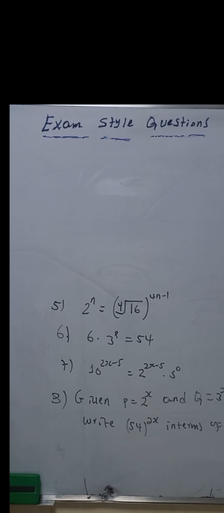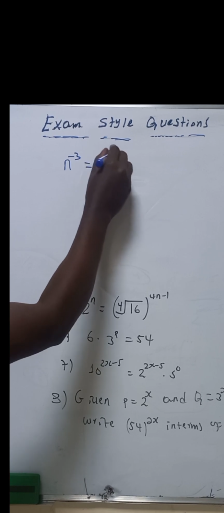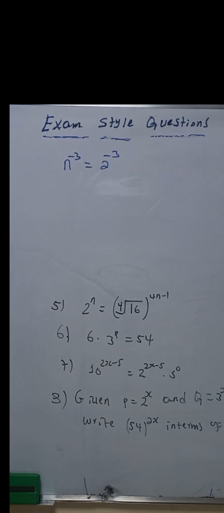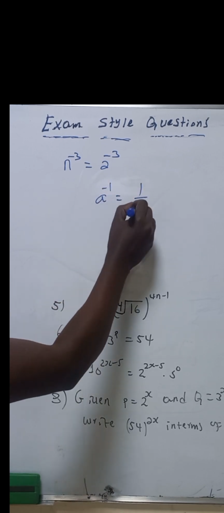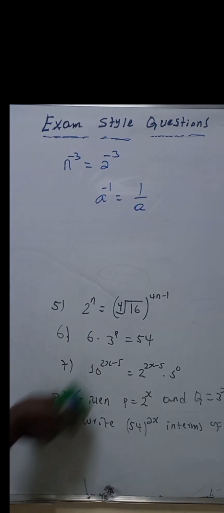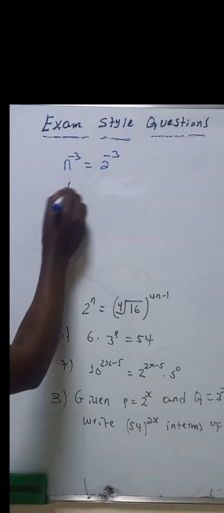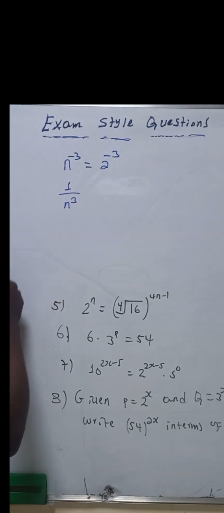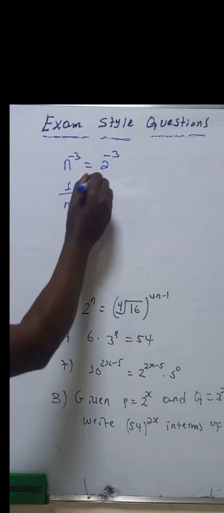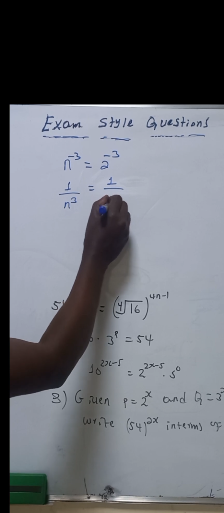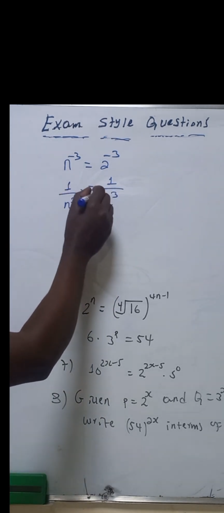For the next problem, you are already given n to the power of minus 3 is equal to 2 to the power of minus 3. Based on the negative index law, you know that a to the power of minus 1 is 1 over a. So with this principle, I can describe this as 1 over n to the power of 3, equal to 1 over 2 to the power of 3. Then you can use cross multiplication.